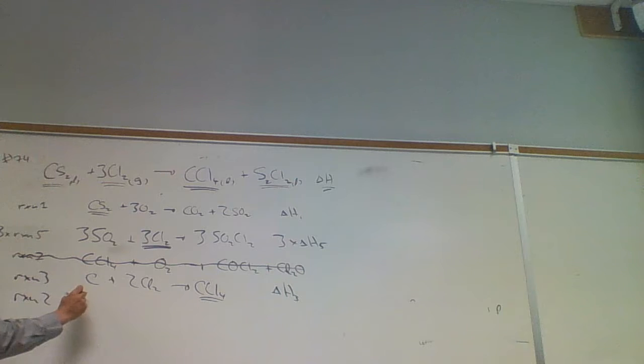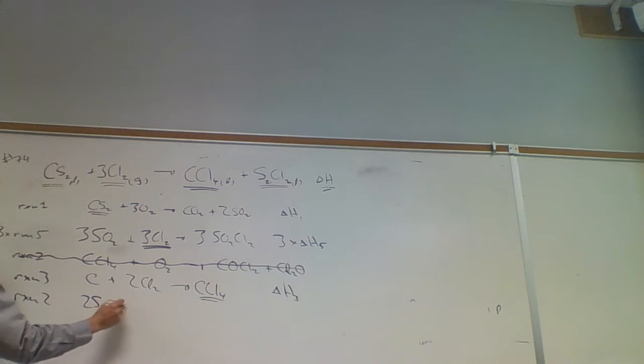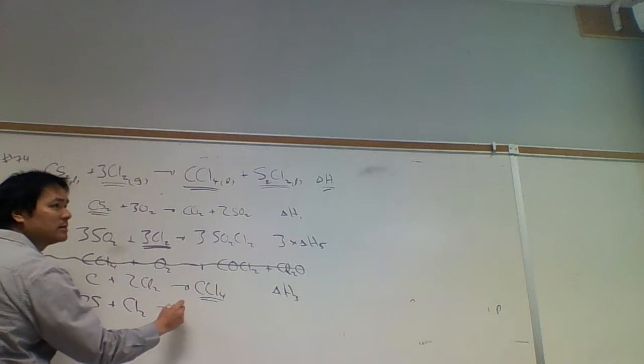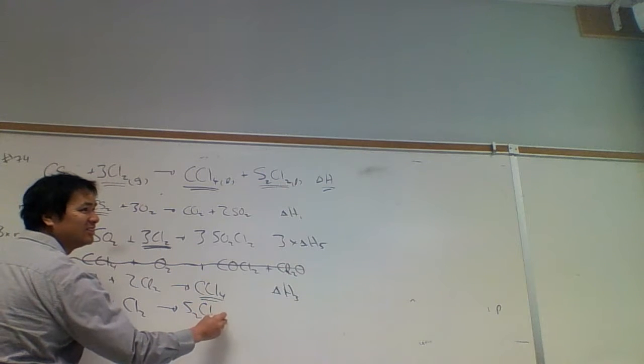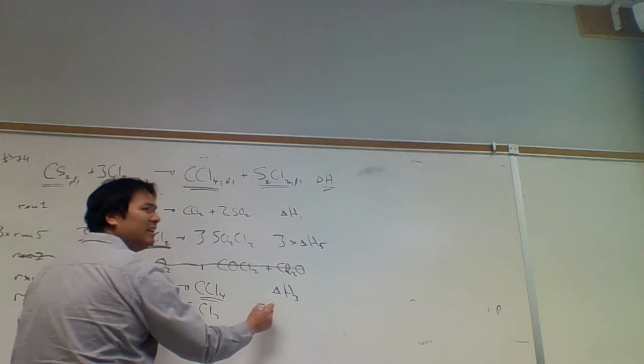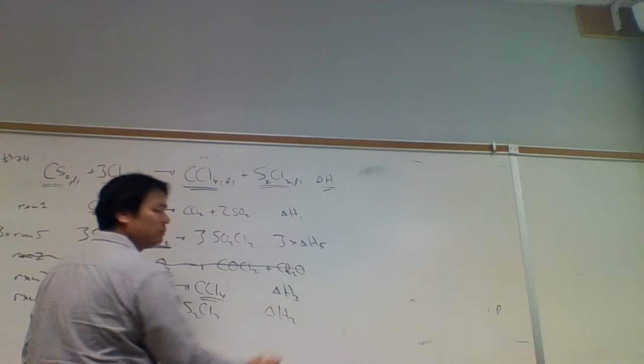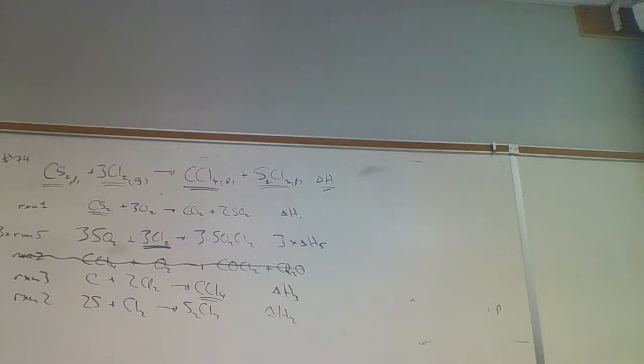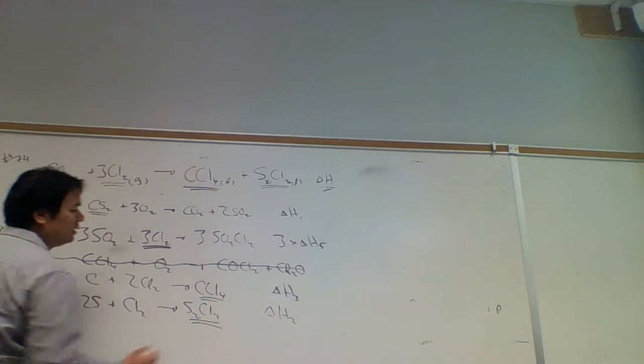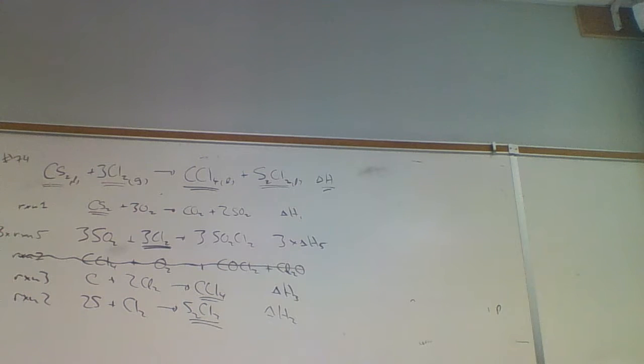So I'm going to use reaction 2 as is. 2S plus Cl2 gives us S2Cl2. And this is going to be delta H2 as is, right? And so now we got it. I have my CS2, Cl2, CCl4, and S2Cl2.